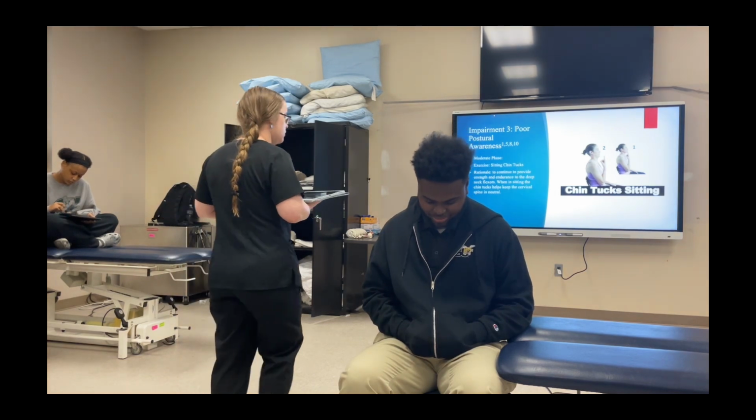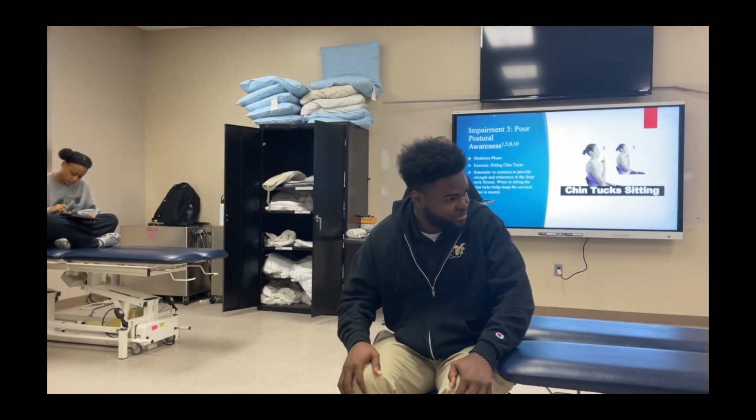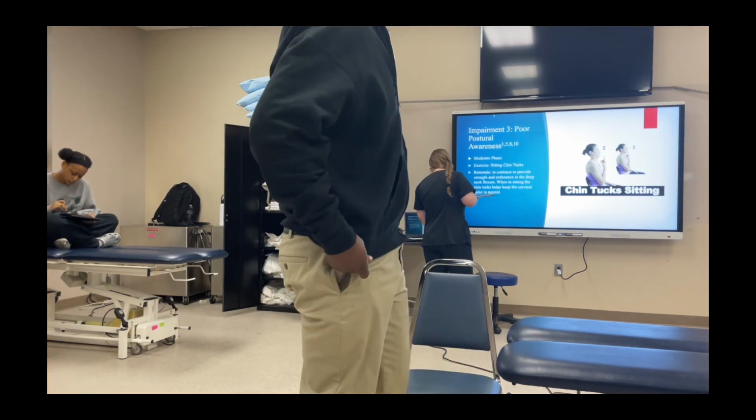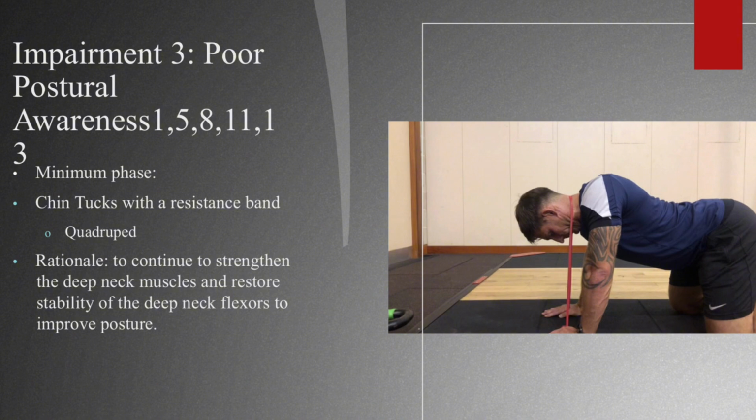Alright, so we move on to the next phase. For the minimum protection phase, because the last phase was also working with gravity, this one is going to work against gravity. This is still continuing to focus on the cervical neck flexors, mainly the longus colli, but it still targets the other ones as well.